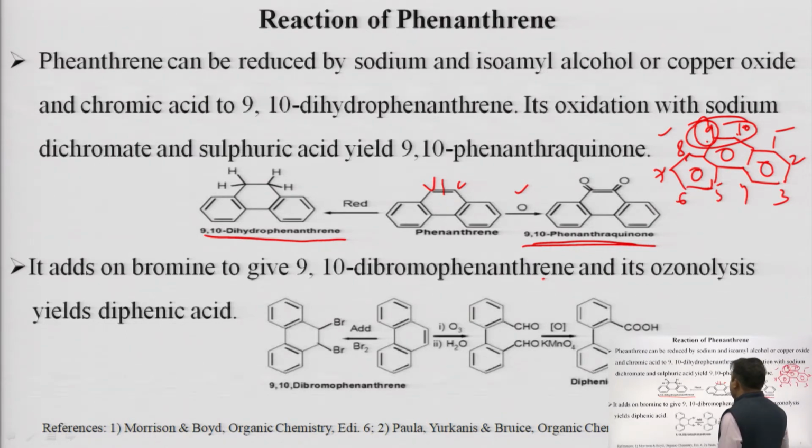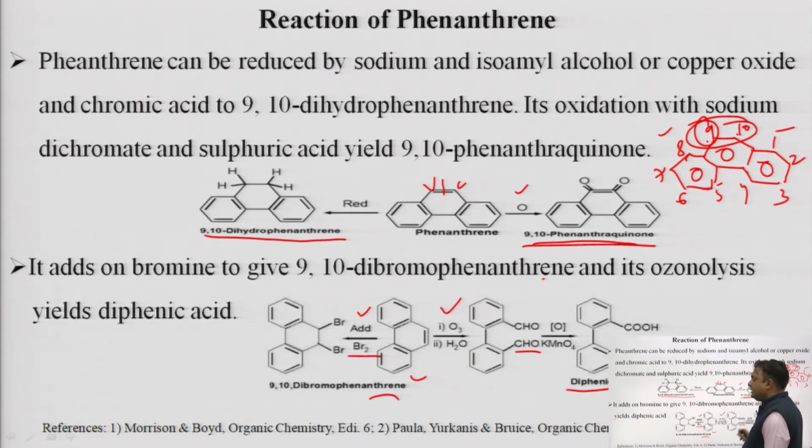Now, when we go for the addition of bromine, again the 9 and 10 positions of the phenanthrene ring will be involved. Bromine, by addition reaction mechanism, gives 9,10-dibromophenanthrene as a product. When phenanthrene goes for ozonolysis in the presence of ozone and water, we get diphenic acid as the final product.